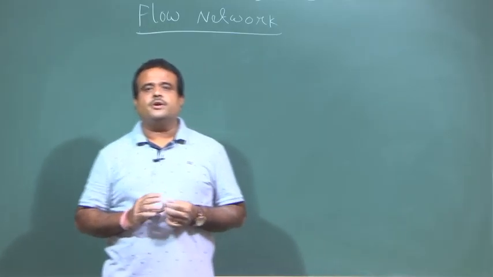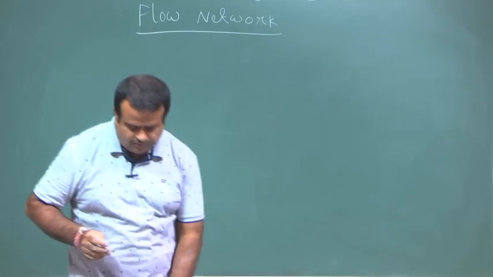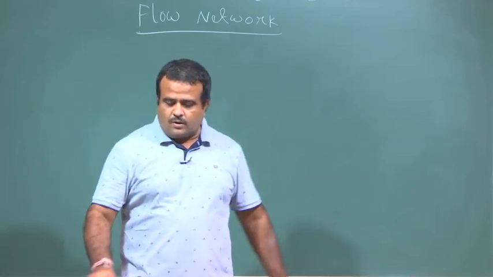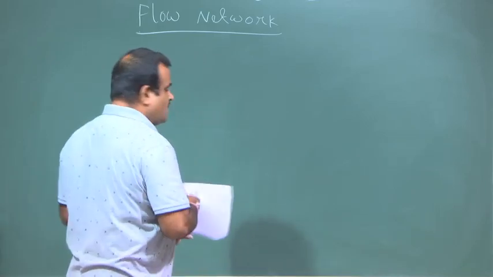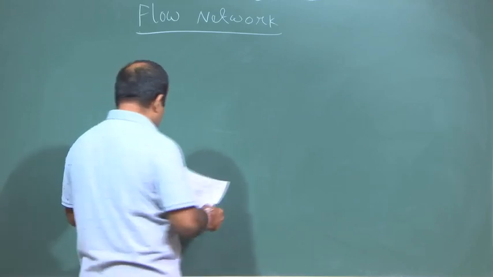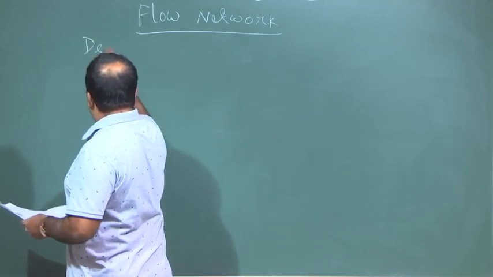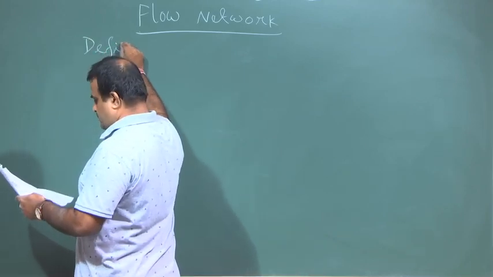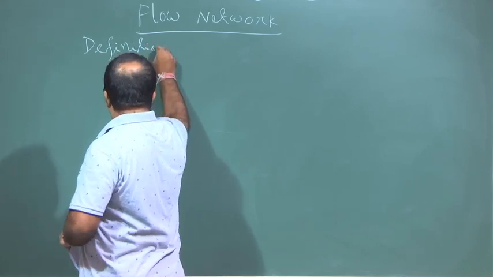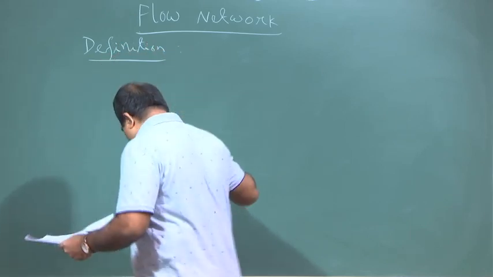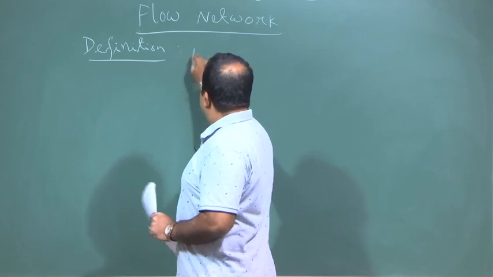Okay, so we talk about network flow or flow network. So, what is the problem? The problem is we have a given graph. So, this is the definition. This is called a flow network.